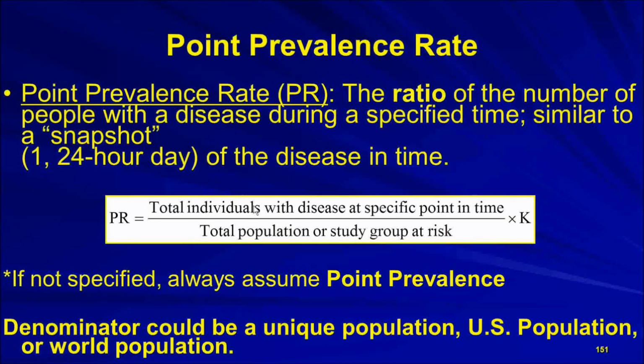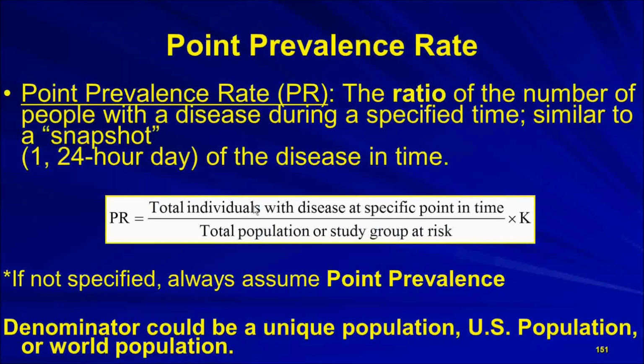Point prevalence rate. It says the ratio of the number of people with a disease during a specified time period, similar to a snapshot or 24-hour period of the disease in time. So if I want point prevalence, let's say on July 1, that's a 24-hour period. That's a specific point. I could want it on July 15th. That's a 24-hour period in a given point. So I could want it for any day, and that would include 24 hours.